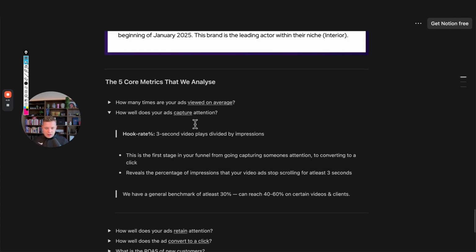How good are our ads at capturing attention? This is what the hook rate tells you. And this is really the first stage inside your funnel, from capturing someone's attention to converting it to a click. So this is the second thing that we analyze, what is our hook rate. Here we have a general benchmark of at least 30%, but this is also very account specific and industry specific and business specific. You may have a benchmark of 40%. It really depends on how good you've done in the past, if you've found the formula and whatnot. But general rule of thumb, 30% is what you should go for.